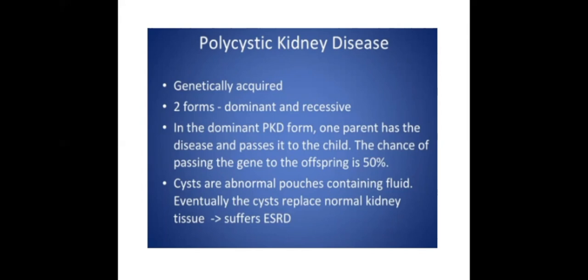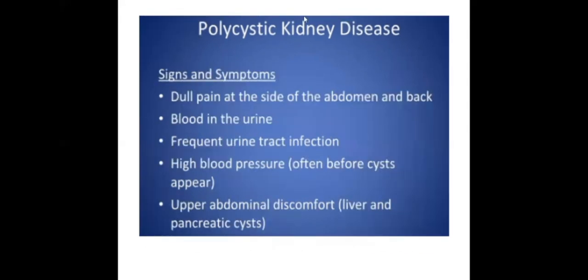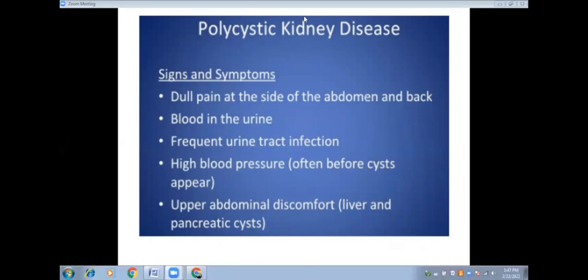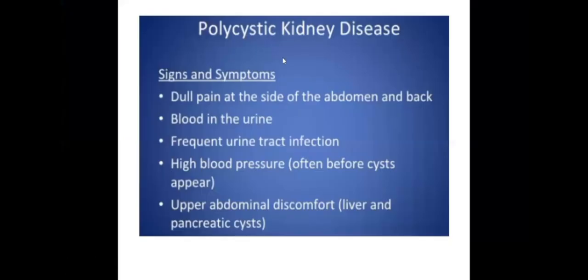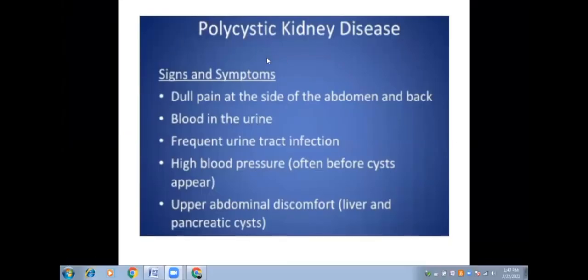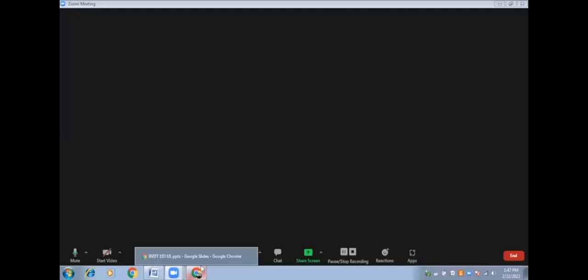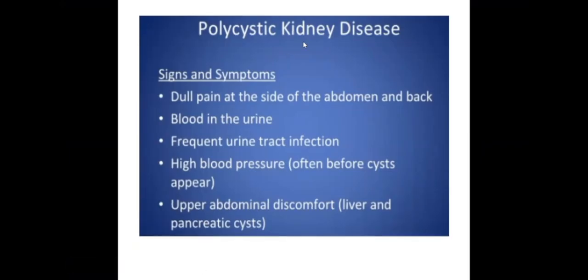Cysts are abnormal pouches containing fluid. Eventually, the cysts replace normal kidney tissue, which finally leads to end stage renal disease. So what are the signs and symptoms of this polycystic kidney disease? It is going to cause dull pain in the abdomen and back, and also blood in the urine and frequent UTIs, or urinary tract infections.